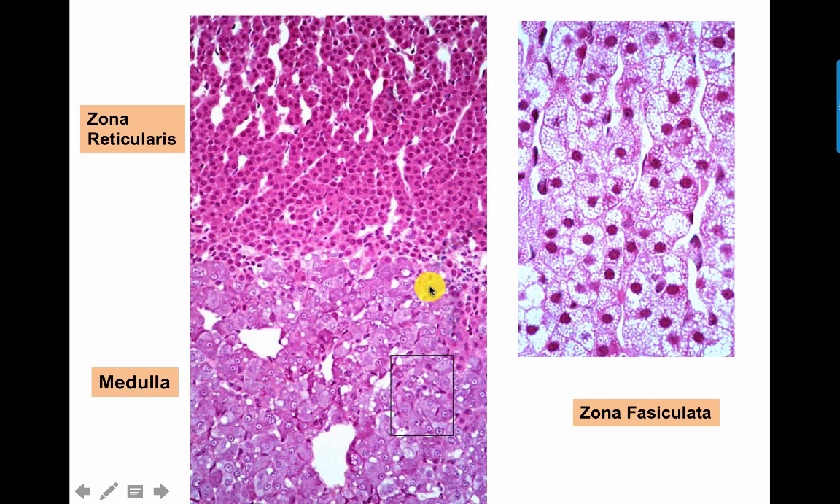And here we have the medulla, the same appearance as regards it is a reticulum, but here the cells are basophilic. Notice the evident nucleus and nucleolus, which means active cells, and these are the chromaffin cells, and these spaces are the blood sinusoids.